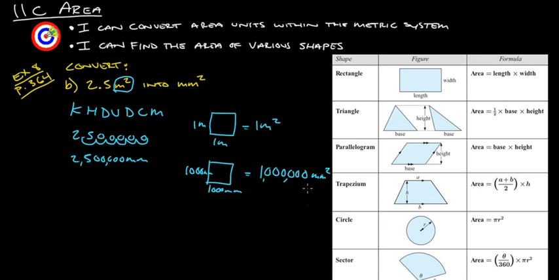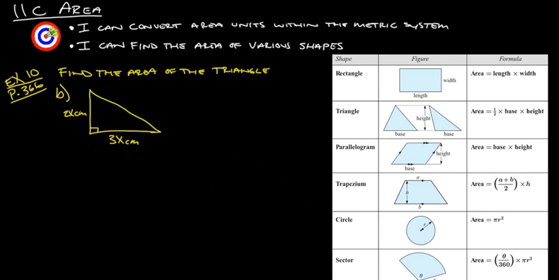Alright, so that's why you end up moving the decimal over 3 spots twice, because it's squared. 1, 2, 3, 4, 5, 6. Okay, and if it happens to be cubed, you would actually move it over 3 spots 3 times. Alright, moving on. Example 10 from page 366 has us finding the area of the triangle.